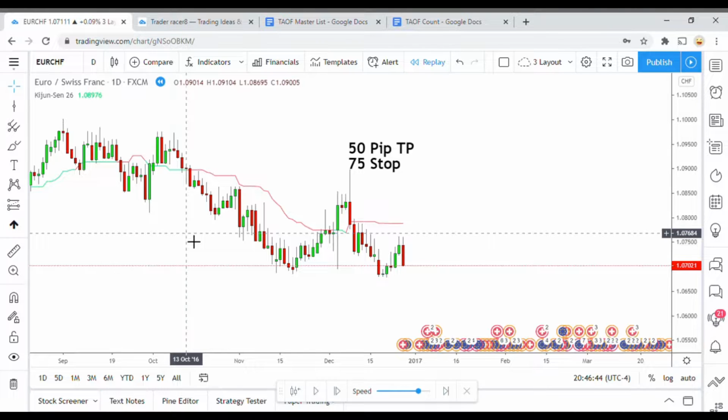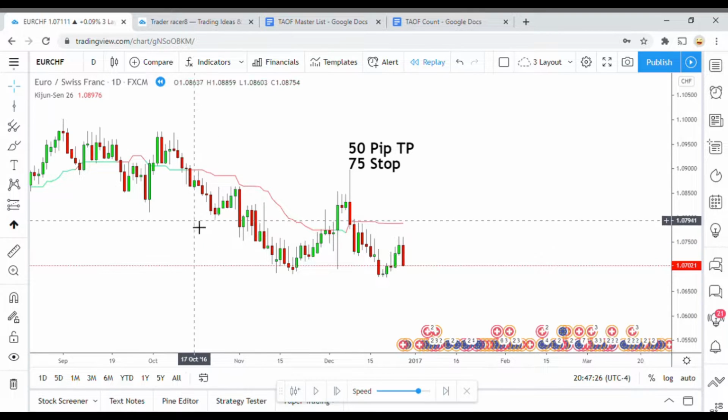The Kaijensen in itself is called the baseline, and a lot of people look to it as a baseline entry indicator. Basically, that means very similar to a moving average, when price action breaks the baseline, that should be a signal to enter a trade, whether it's short or long. And of course, like the moving averages, when it breaks down below, that is a signal to go short. When it breaks up above, that is a signal to go long.